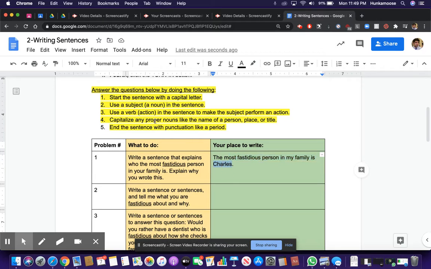Now I have a subject. A subject is the noun of the sentence. There is a verb in the sentence. We've got the is verb. Okay, so the is a verb here.